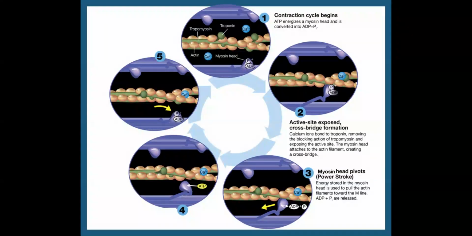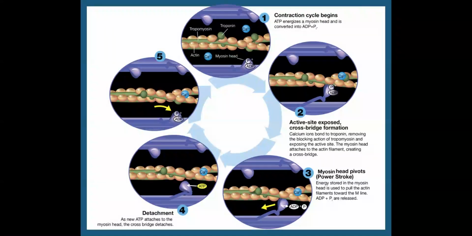Then in step 3, the myosin head pivots. This is called the power stroke. So energy that's stored in the myosin head is used to pull the actin filaments toward the M line, and ADP is released. In step 4, this is detachment.